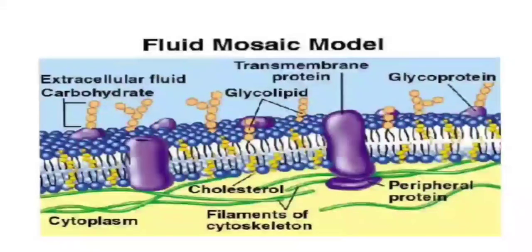Now this is again the fluid mosaic model. Here you can see glycoprotein components. Now it is clear to you what is glycoprotein component. Protein plus oligosaccharide. Glycolipid component, carbohydrate or oligosaccharide plus lipids. Then transmembrane protein or the channel protein. Then cholesterol units. Then carbohydrate units.